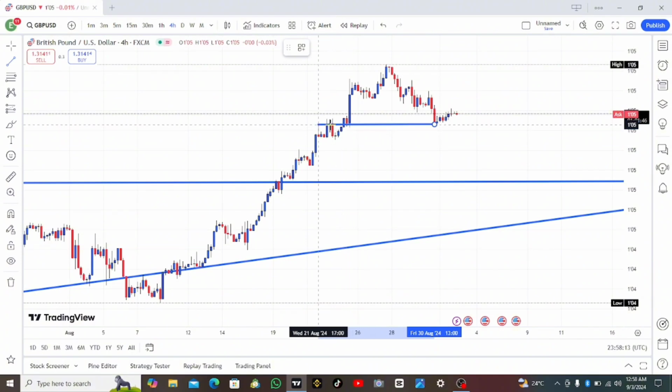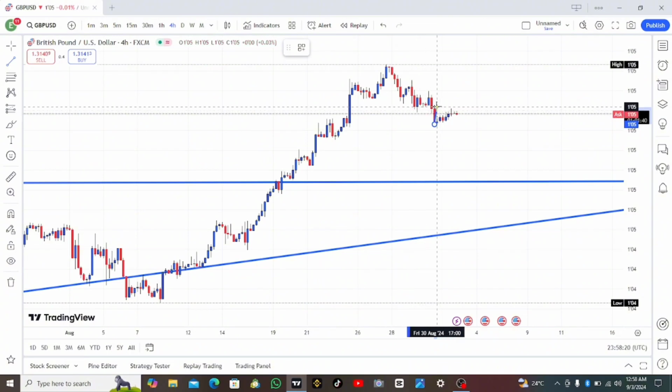But now, as you can see, it's very difficult for the market to break above this resistance level. Even if the market pushes up above this resistance level, it will be very, very difficult for this market to go much higher. So what are we expecting from this market now, on GBPUSD?